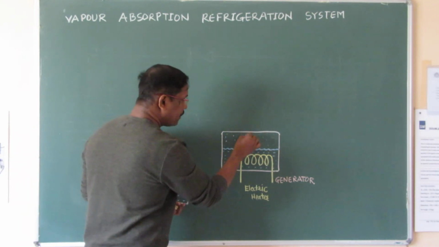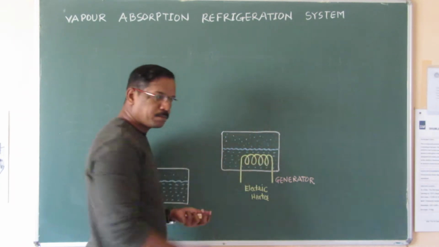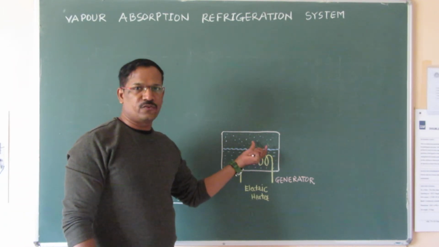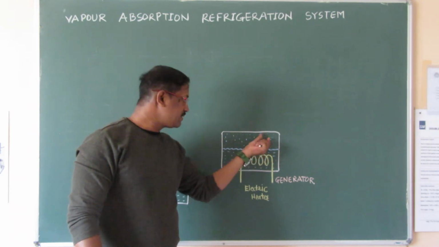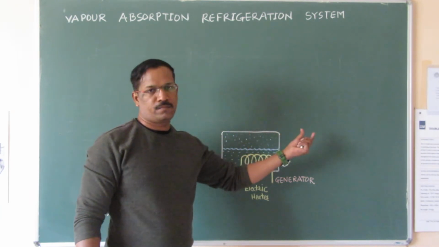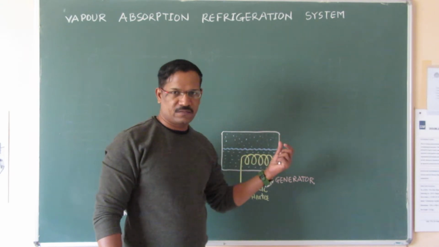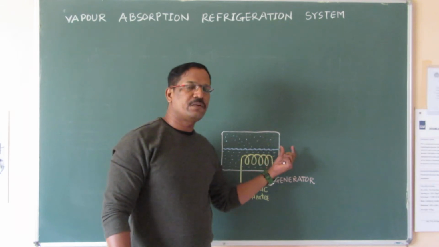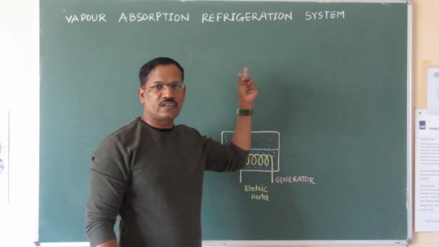No doubt some part of the water also vaporizes and is stored here, but at the outlet of this unit there is an analyzer unit. The analyzer separates out the water vapors and restricts them from flowing. It allows only a flow of ammonia vapors. So from the generator, only ammonia vapor can move out and pass on to the remaining system.